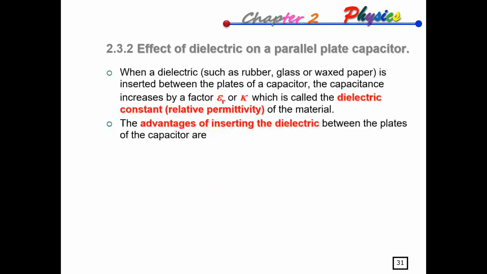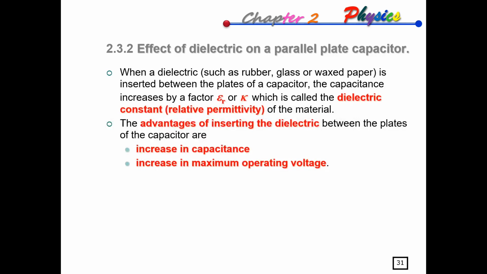Firstly, we have to know what is the meaning of dielectric. Dielectric material is the same as an insulator or a non-conducting material. This dielectric material is placed between the plates of a capacitor. When a dielectric is inserted between the plates, the capacitance will increase by a factor epsilon r or kappa, which is called the dielectric constant of the material.